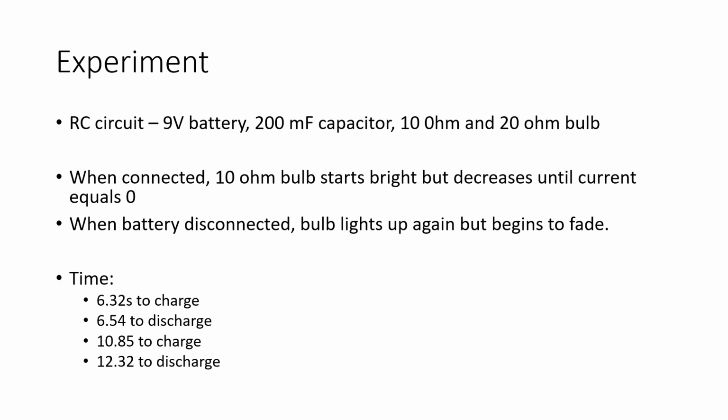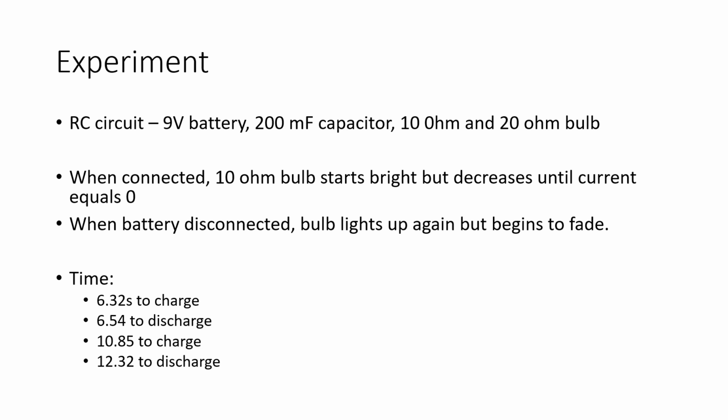For the next experiment, we had to make an RC circuit with the 9 volt battery, 200 mF capacitor, and then a 10 ohm and 20 ohm bulb. So my observations were, when it was connected, the 10 ohm bulb starts really bright, but then it decreases until the current equals 0. Then when you disconnect the battery, the bulb will light up again, but then it began to fade.